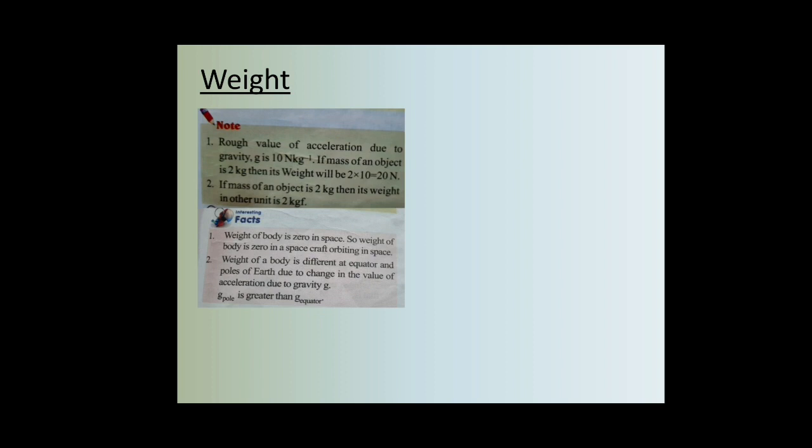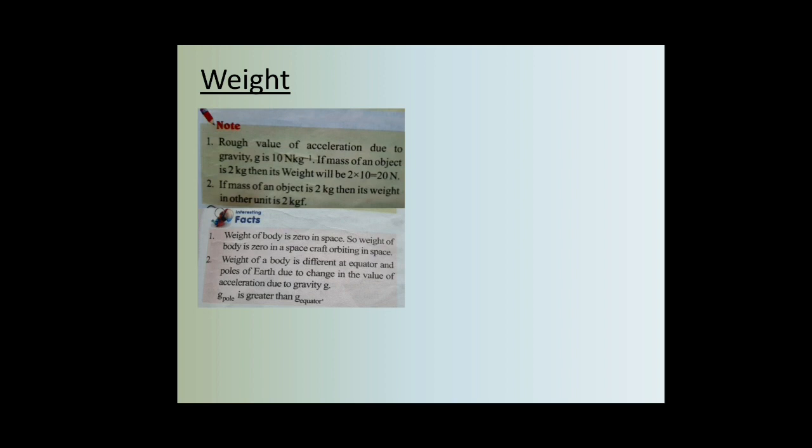There are some interesting facts also given about weight, that the weight of the body is 0 in space. So the weight of the body is 0 in a spacecraft while retaining its mass, because in space weight becomes 0. So the weight of the body is also 0 in a spacecraft.